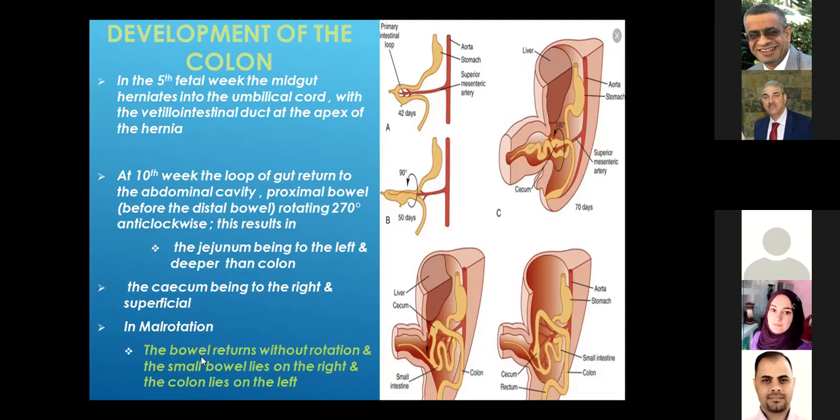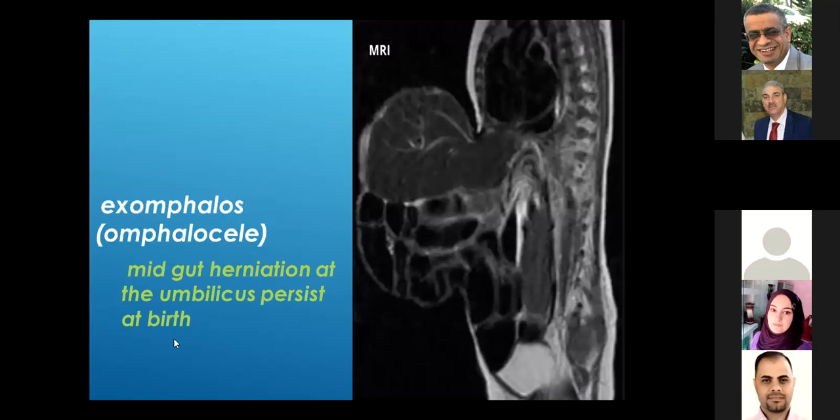In malrotation, the bowel returns without rotation, so the small bowel lies on the right and the colon will be on the left. In this case, this is an omphalocele, which is midgut herniation into the umbilicus that persists at birth.